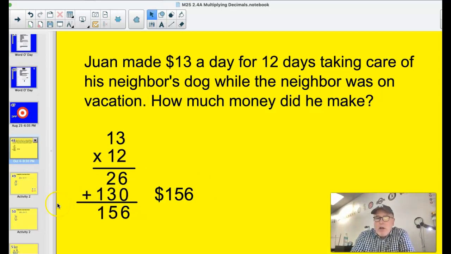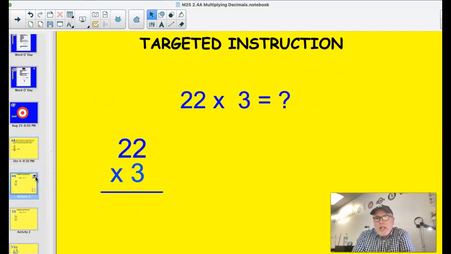Now, I'm going to go through these much more slowly and carefully in the next few slides, but that just kind of gives you an idea. You're going to take the 2 times the 13, and then you're going to come over here and take this 10 times the 13. You can see the 2 times 13 right here. It's 26 on the first line. And the 10 times this 13, 130. And then we combine those.